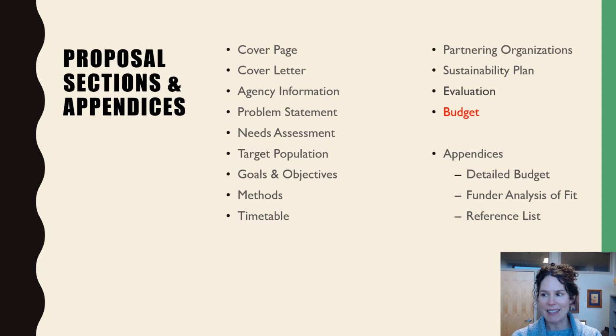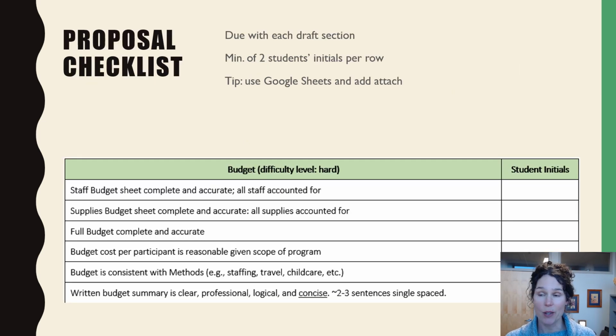So we're skipping ahead a little bit to the budget. We're skipping two small sections, partnering organizations and sustainability plan. The budget comes right after evaluation, right before your appendices. And just another friendly reminder on your proposal checklist.